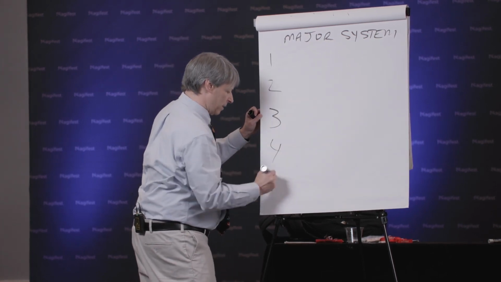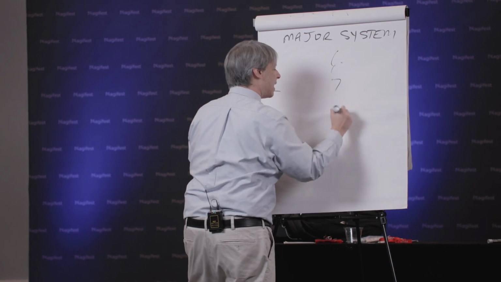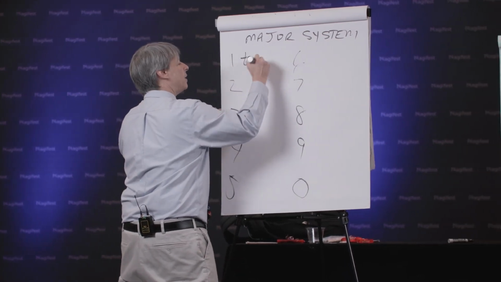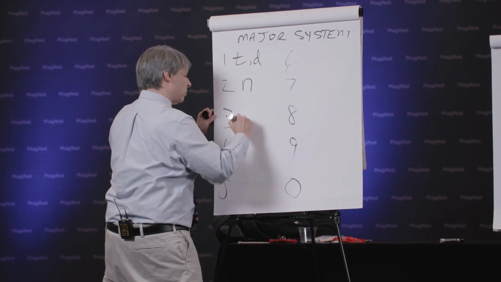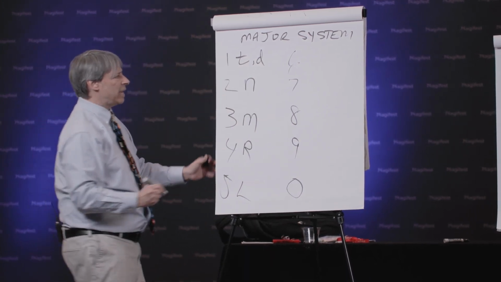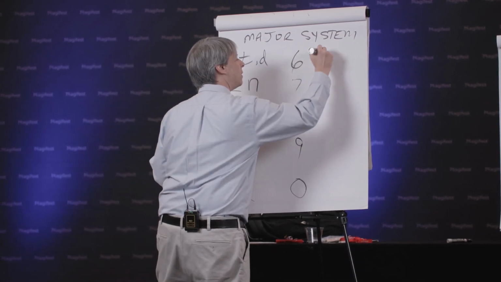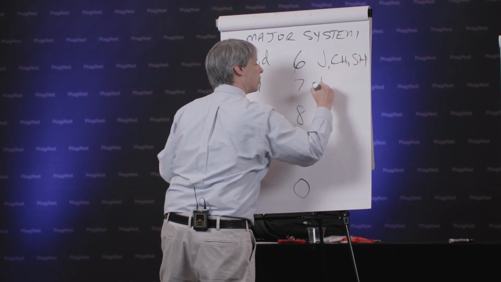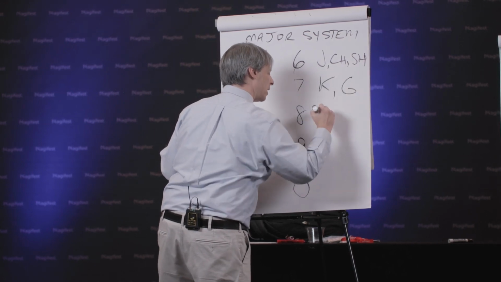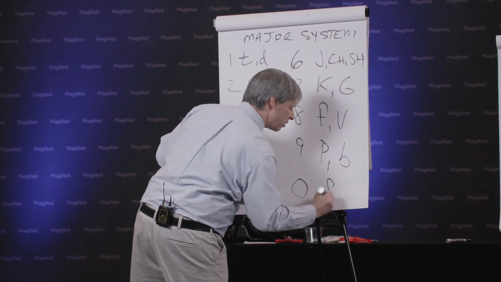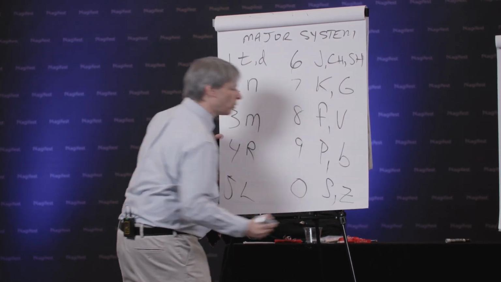Every digit gets a consonant sound. So for instance, the 1 is the T or the D sound. The 2 is the N sound. The 3 is the M sound, and so on. Here, let me write the rest of them here. Notice they're all consonants. You're not going to see any vowels on this list. And there are even mnemonics for learning this list.